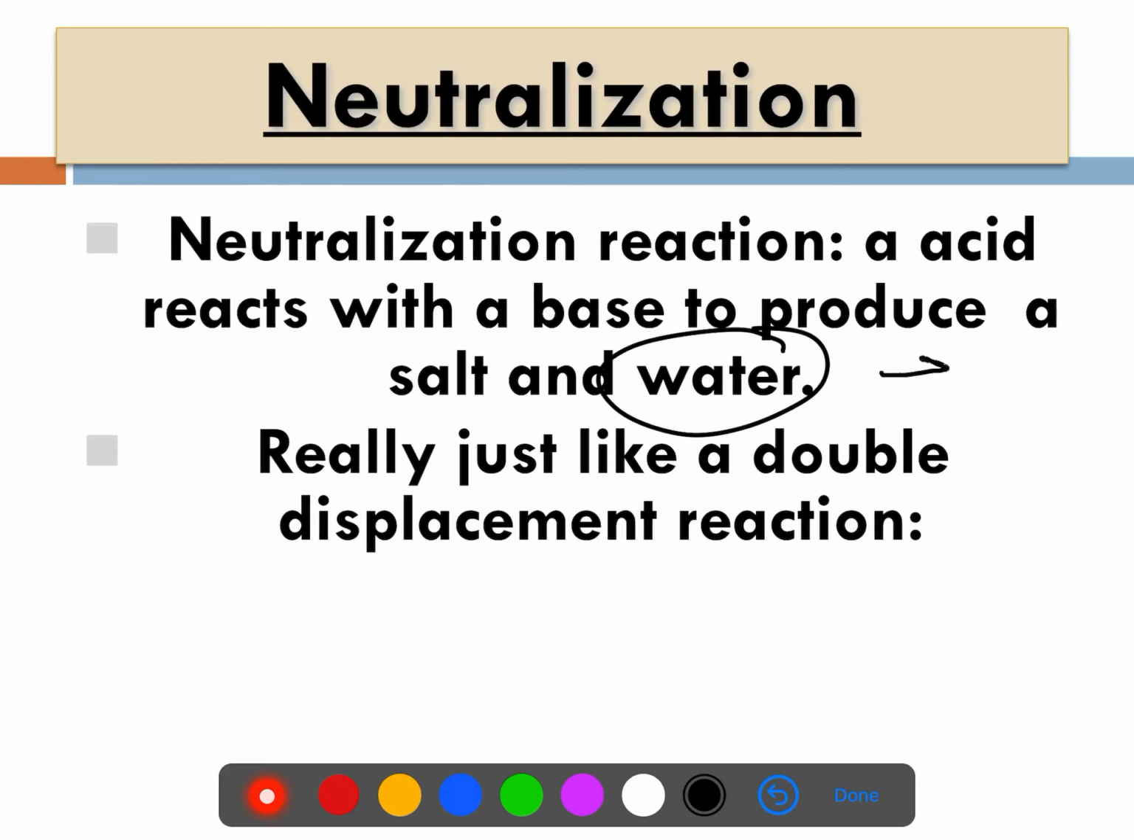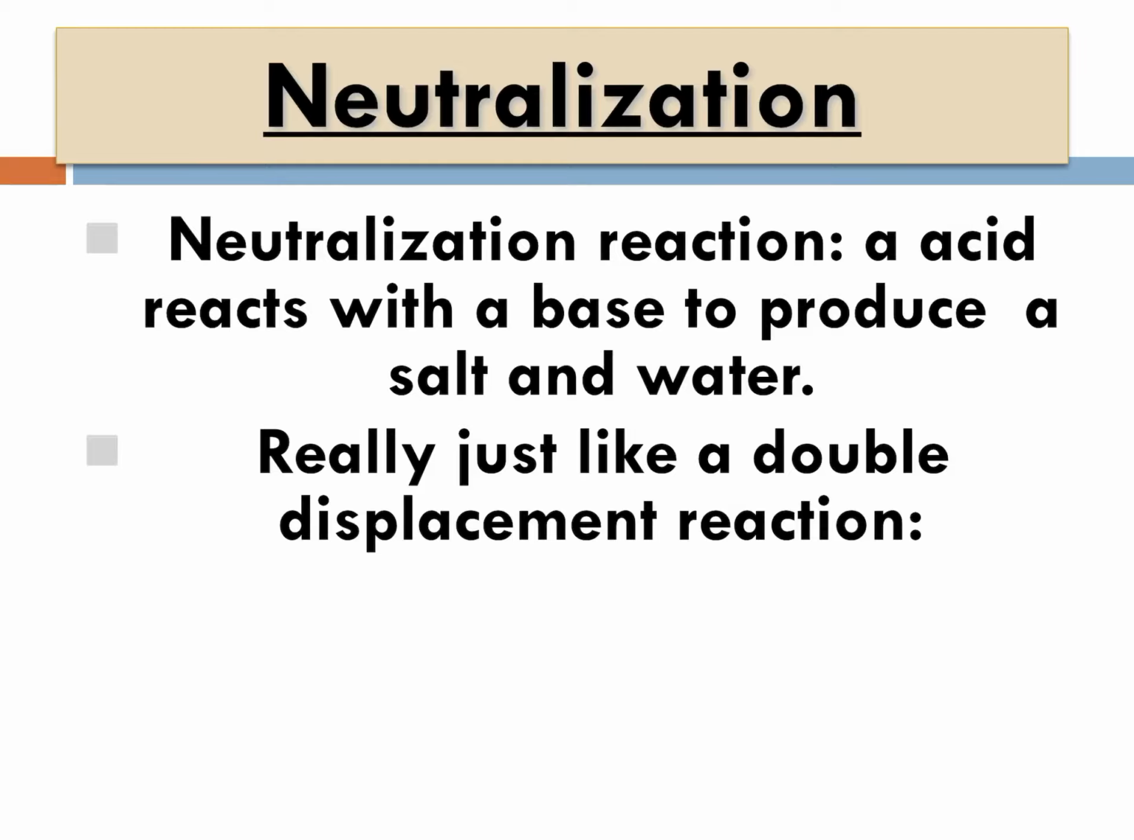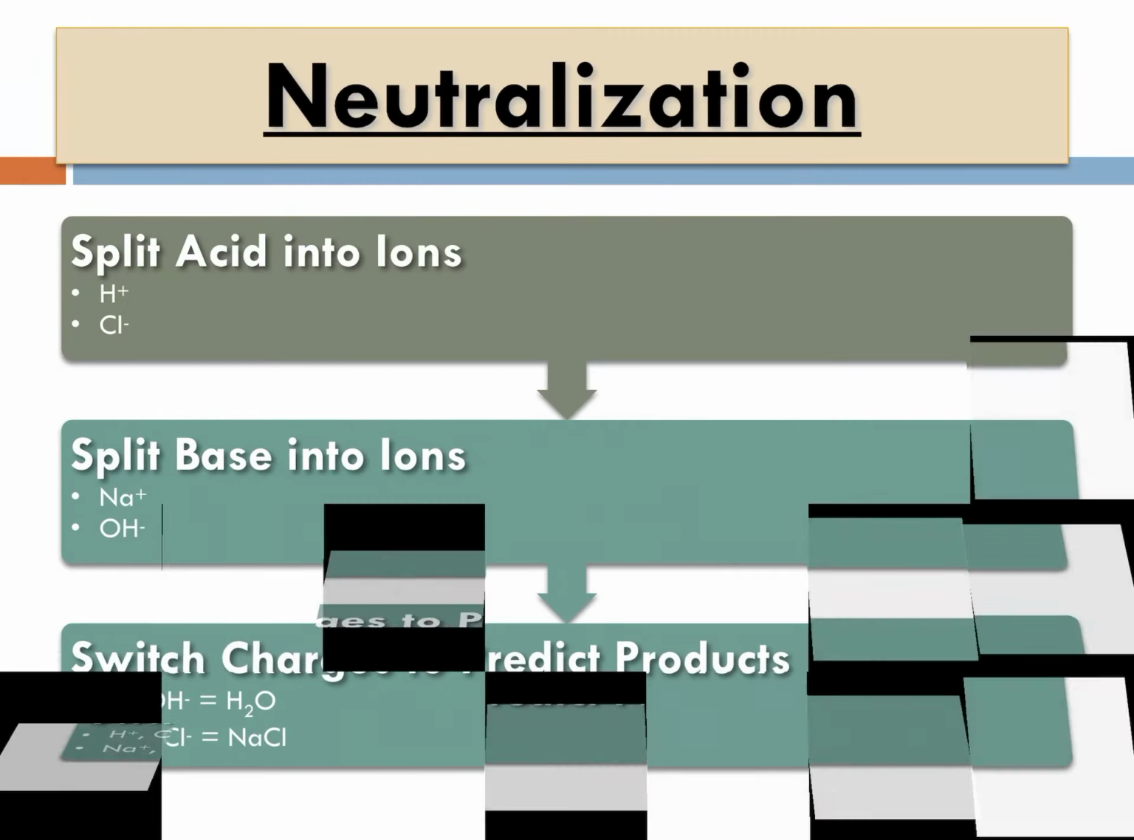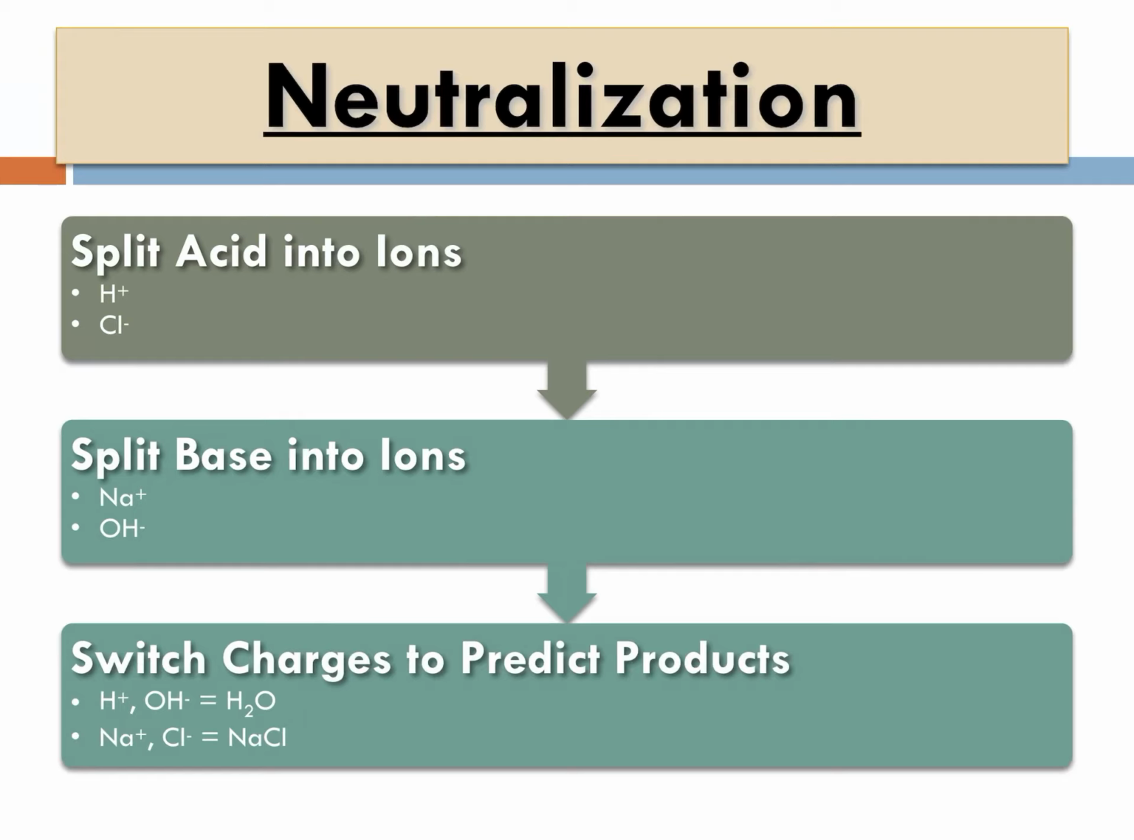In fact, if you're writing the equations, use a single arrow anytime either the acid or the base is strong. But if both the acid and the base are weak, that's the only time we're going to use a double arrow. But either way, we approach the neutralization equation writing the same way. And that's what they want you to do on the test: predict the products and balance the equation between an acid and a base. And we did something very similar to this earlier in the year.